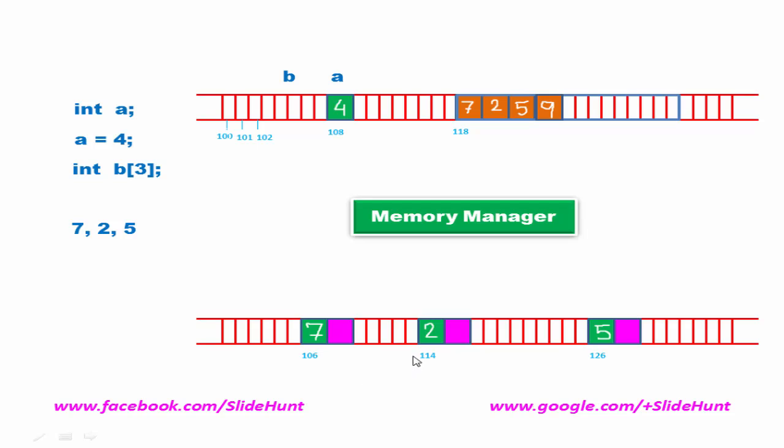The address of the second node is 114, so this part will contain 114. Similarly, the address field of the second node will contain 126. The block at address 126 is the last block. There is no other block after this block. So the address field of this block will be null, which indicates the end of the list.